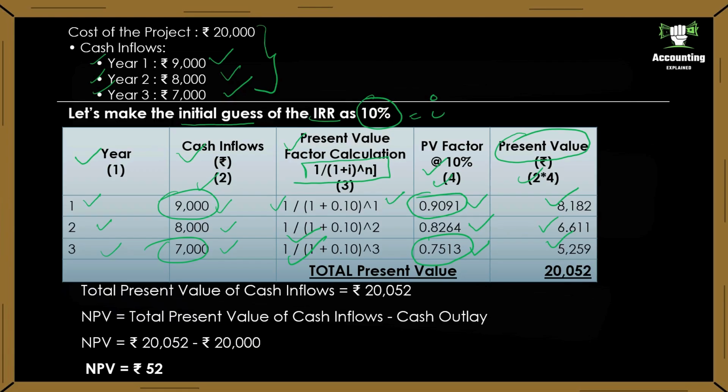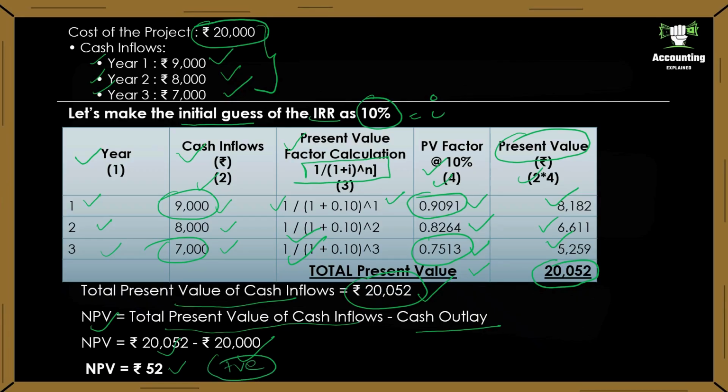So the total present value of cash inflows is 20,052. The NPV formula is total present value of cash inflows minus cash outlay. Here we have 20,052 as the total present value of cash inflows, and the cash outlay is the cost of the project, that is 20,000. So we take 20,000 here. Now you get NPV as 52, that is positive.